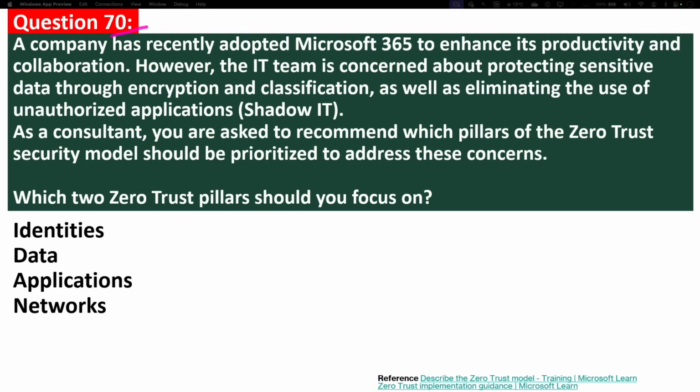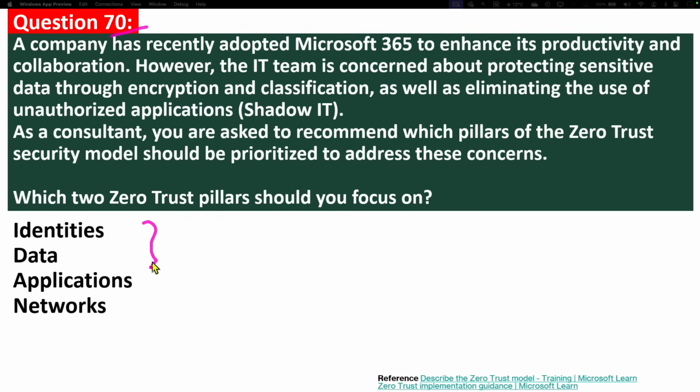Let's look at question number 70. A company has recently adopted Microsoft 365 to enhance its productivity and collaboration. However, the IT team is concerned about protecting sensitive data through encryption and classification, as well as eliminating the use of unauthorized applications, which is shadow IT. As a consultant, you are asked to recommend which pillars of the zero trust security model should be prioritized to address these concerns. Which two zero trust pillars should you focus on?